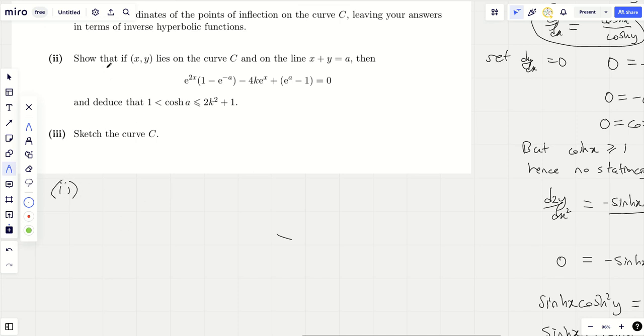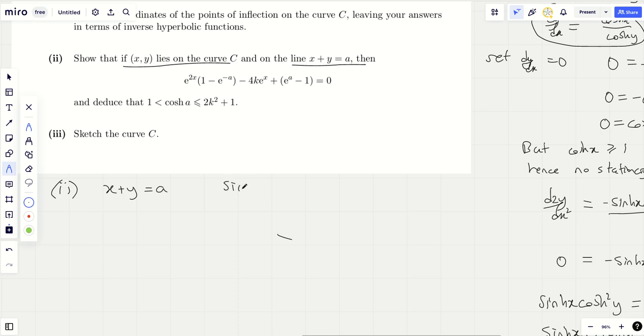My dinner is ready. Okay, show that if (x, y) lies on the curve C and on the line x plus y equals a, then you get this. Well, this wasn't too difficult either. It definitely didn't escalate really here. The sketching at the end is tricky, but I didn't think this was too bad at all.